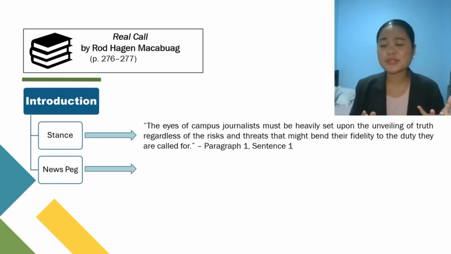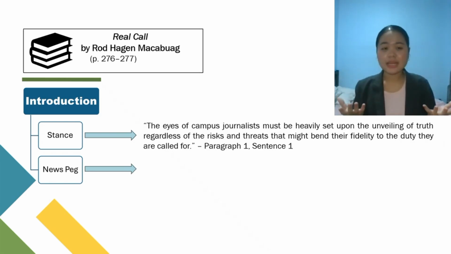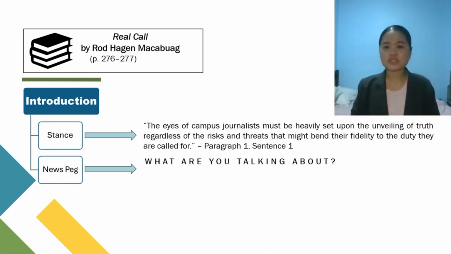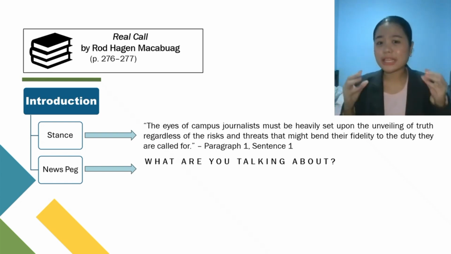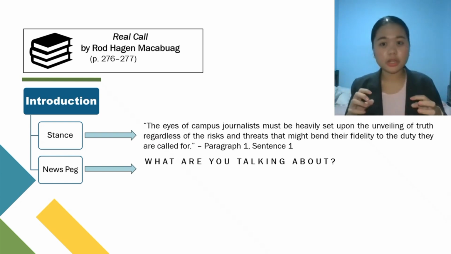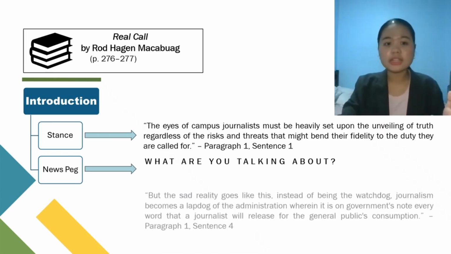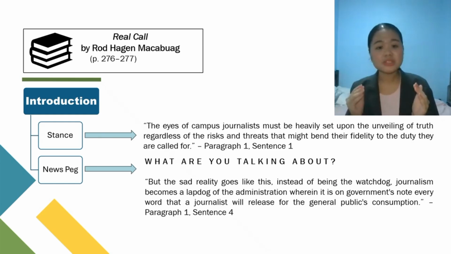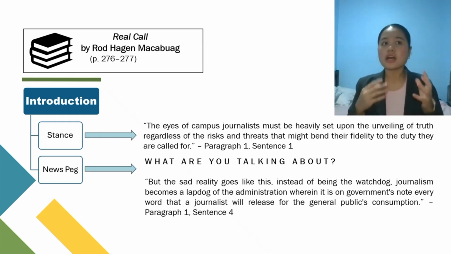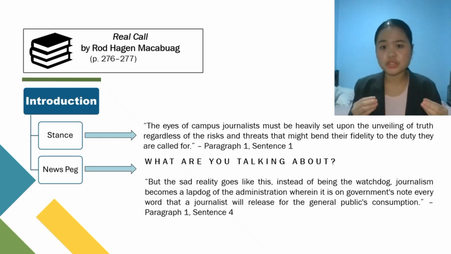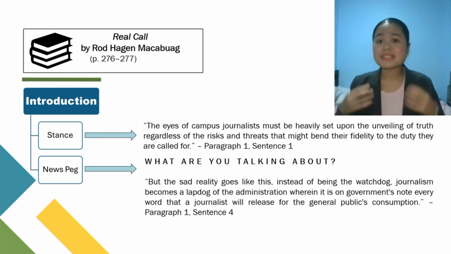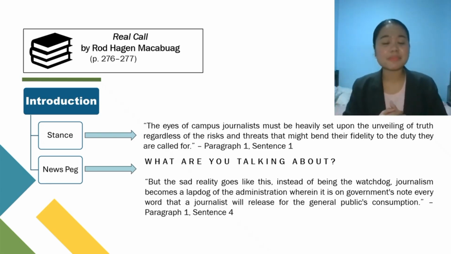Now, what about the news peg, teacher? What is a news peg? The news peg answers the question, what are you talking about? Basically, it's about what issue you are rooting from in your editorial. Now, in our required reading, the news peg speaks of how journalism is supposed to be a watchdog, but in reality, it becomes a lapdog. And you can find it in paragraph 1, sentence number 4.